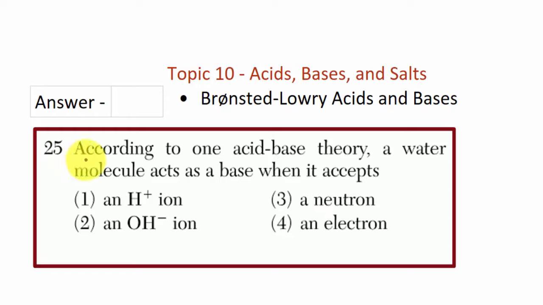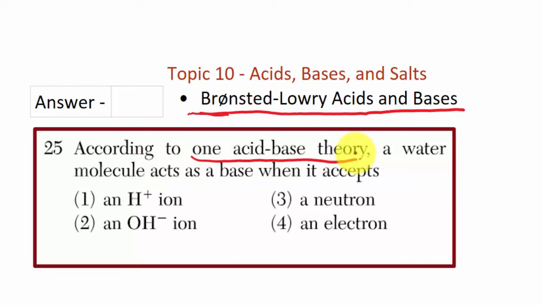Number 25. According to one acid-base theory, a water molecule acts as a base when it accepts. Well, our Arrhenius theory of acids and bases says that bases produce hydroxide ions when you dissolve them into water. But here they're not asking about producing anything, they're asking about accepting something. So we're looking at a different theory. It's not the Arrhenius theory. The Bronsted-Lowry theory of acids and bases is no longer considered part of the New York State curriculum by name, but as you can see, it still shows up on their exam. They refer to it as one acid-base theory.